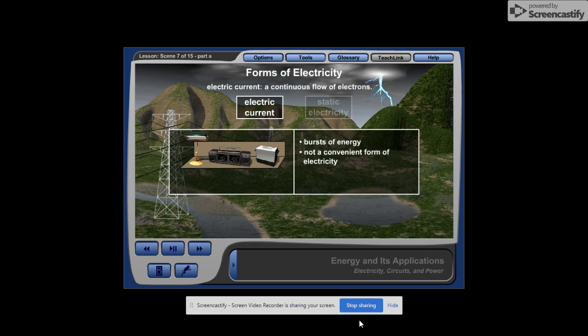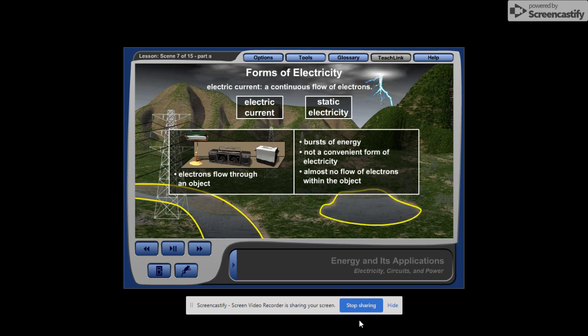An electric current is a continuous flow of electrons, whereas in static electricity, there is almost no flow of electrons within an object. In electric currents, the electrons of an object flow. Electric current is similar to water flowing through a stream, and static electricity is like a pond. Both a stream and a pond contain water, but how the water moves is different. In electric current and static electricity, both systems contain charges, but how the charges move is different.